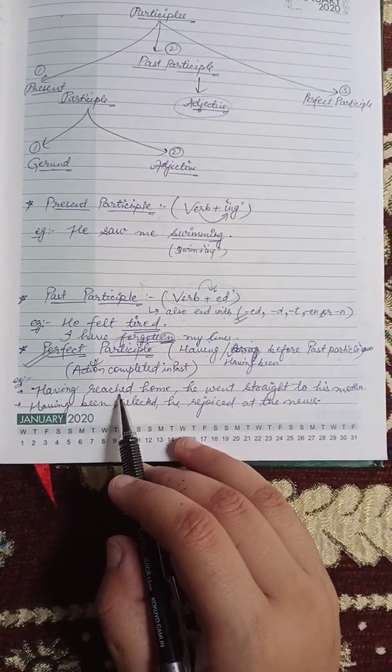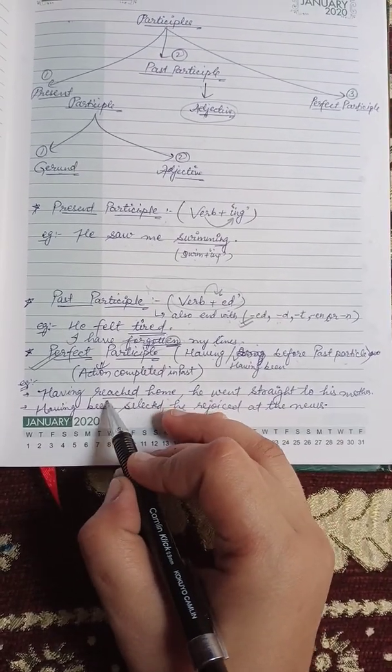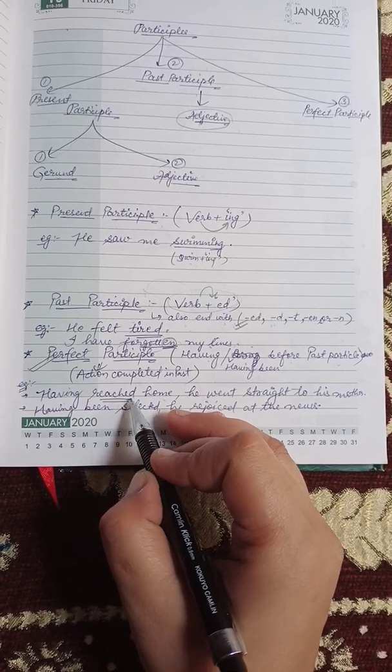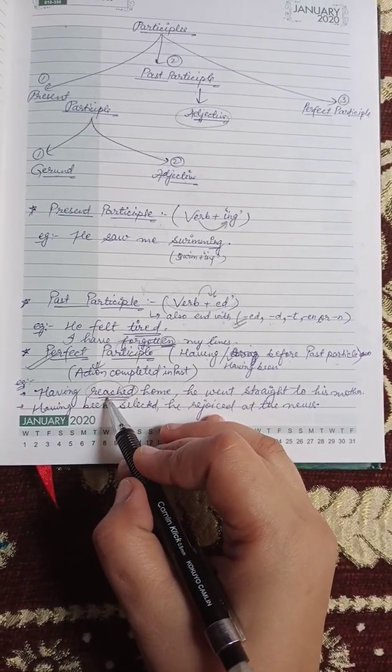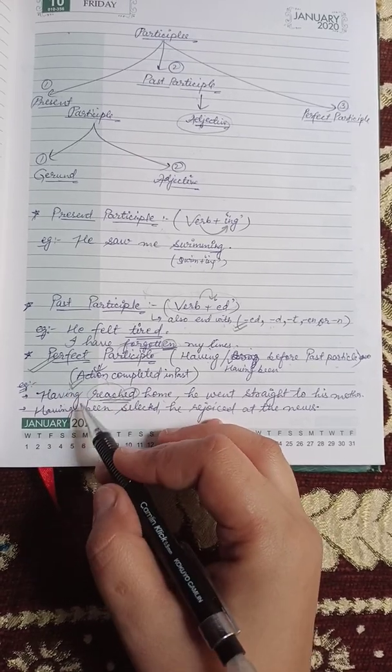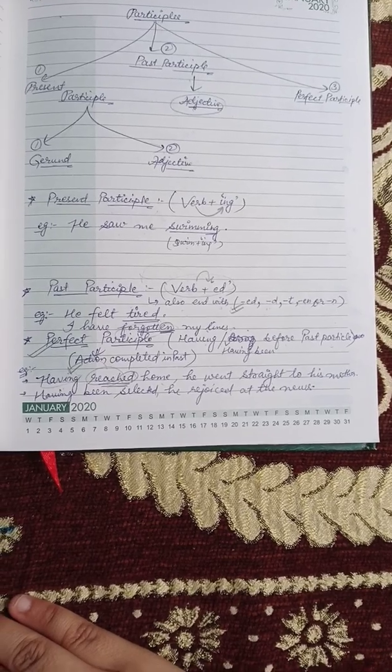Like having reached home, he went straight to his mother. Here reached is our past participle, because reach is a verb, and with that I have added ed. So reach is our past participle. Before it I am adding having, so it becomes perfect participle.